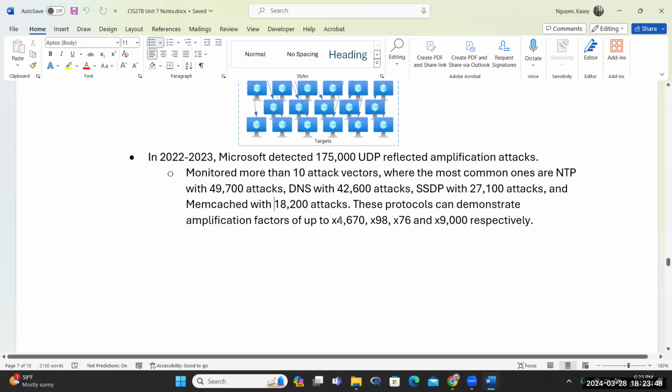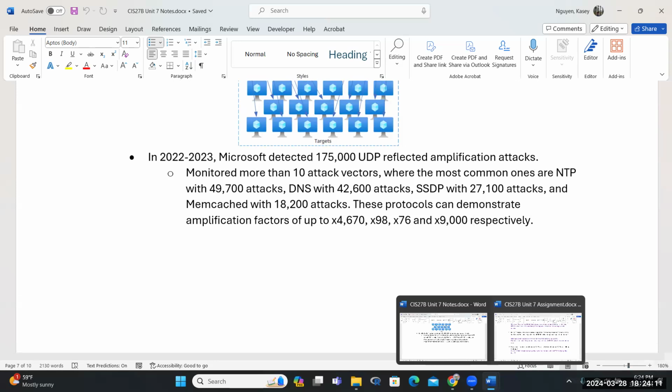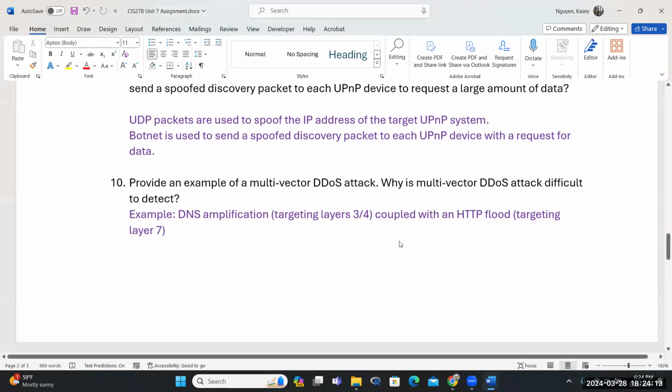So we do see this is the amount that's multiplied, as you can see. So DDoS is still strong and ongoing. Okay. I don't think it's truly fixable. I think that we can reduce some of it.